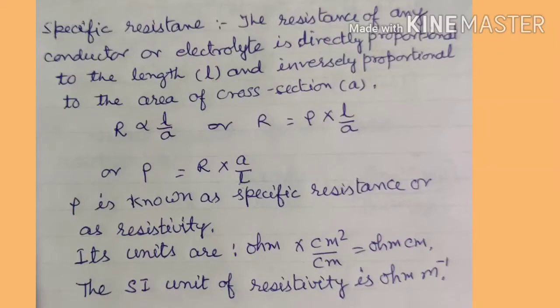So when we make an electrochemical cell and we are using two electrodes there, the distance between the two electrodes is L, and the cross-sectional area of the electrode is A. The rho is called the specific resistance, which is equal to R into A upon L. We can also write specific resistance is equal to resistance into cell constant.